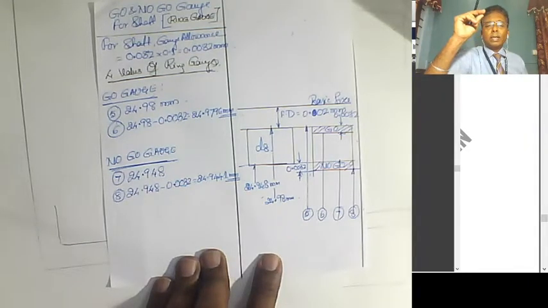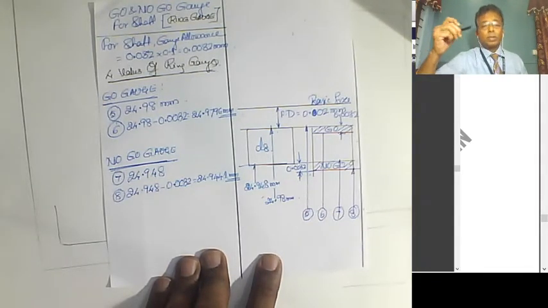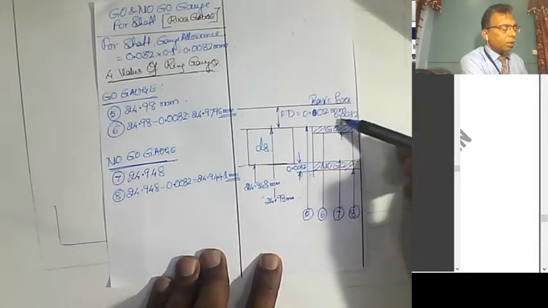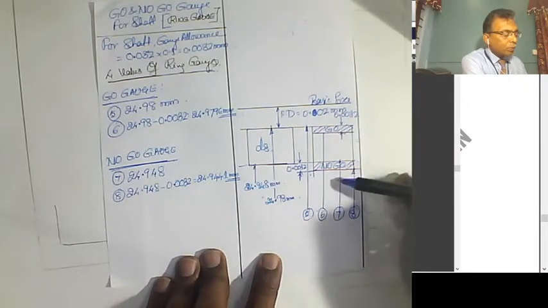One side, the upper side, is called the go gauge for the shaft. For the shaft we are using a ring gauge, or we are also using a snap gauge. Okay, go gauge, and another is the no go gauge. So this is the go part, this is the no go. Don't make the mistake of increasing the size, decrease the size here. So this is go, this is no go.